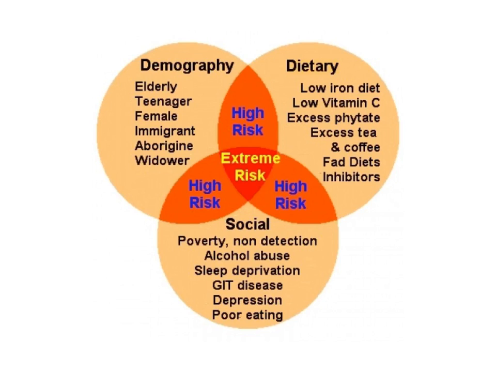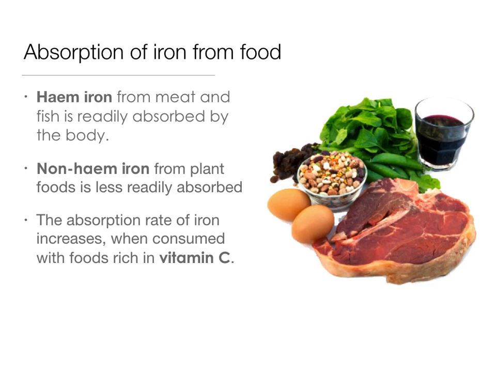In order to be able to prevent the development of iron deficiency anemia, it's important to understand about the absorption of iron from food. Heme iron found in meat and animal products is most readily absorbed by the body. In contrast, non-heme iron from plant foods is less readily absorbed. It's also good to know that the absorption rate of iron increases when consumed with foods rich in vitamin C.